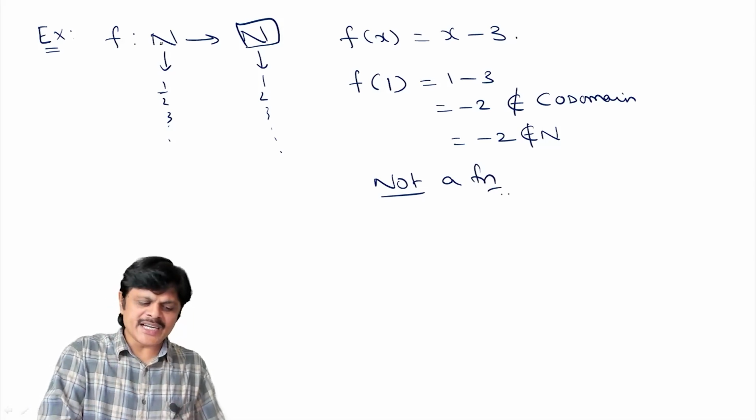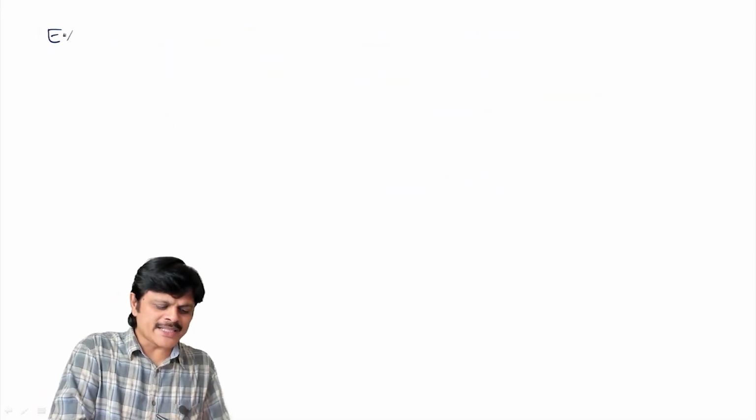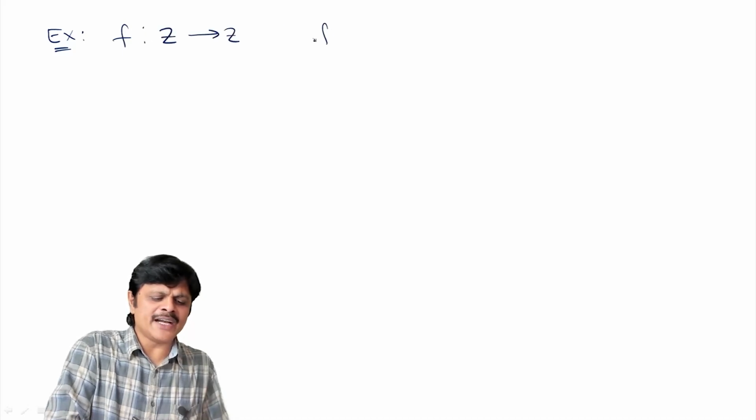So this is a discrete function because you are going from natural numbers to natural numbers. Okay. Now let us take one more example, again a discrete function. f is a mapping from Z to Z. I define it as f(x) is equal to, say, 2x plus 3.